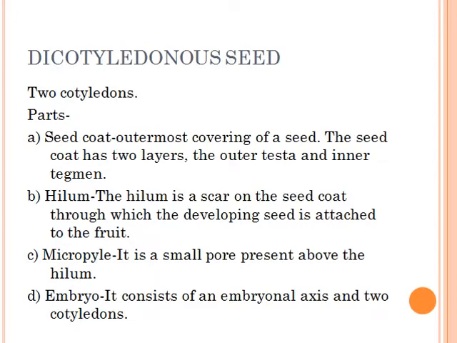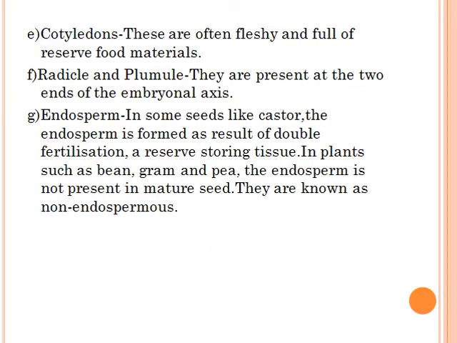Now the embryo has the embryonal axis and two cotyledons. Cotyledons are often fleshy and full of reserved food materials. Now radicle and plumule. Radicle is a part which gives rise to the root. Plumule is a part which gives rise to the shoot. These are present at the two ends of the embryonal axis.